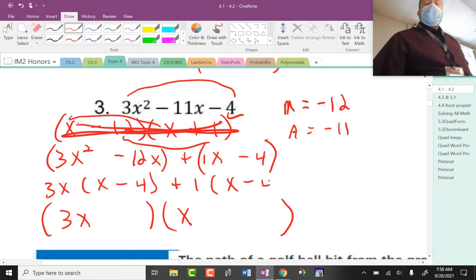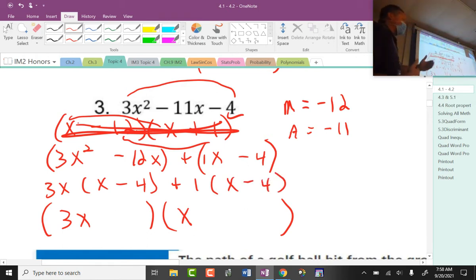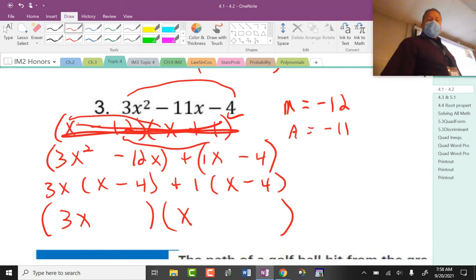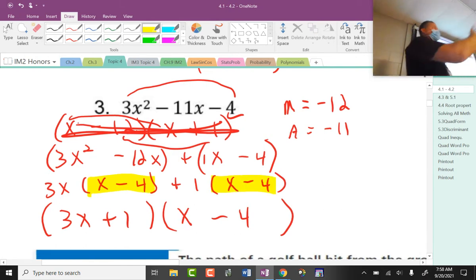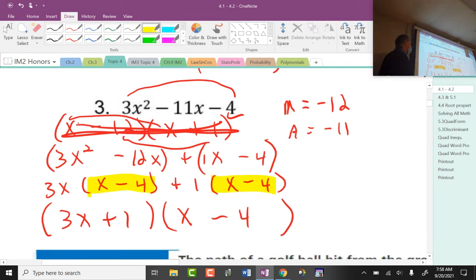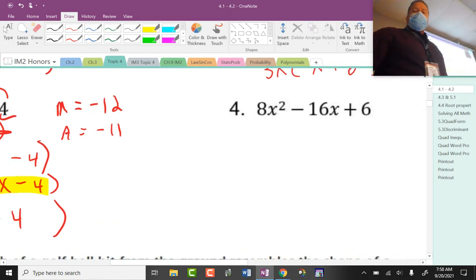Globally, understand what you're trying to accomplish. Good FOILers, good factors, your answer should FOIL. All right? And now we get 3x plus 1, and then the remaining x minus 4. The way I look at this is a GCF. Not the way I look at it, it's the way a mathematician looks at it. You pull that x minus 4 GCF out, and you're left with the 3x plus 1.